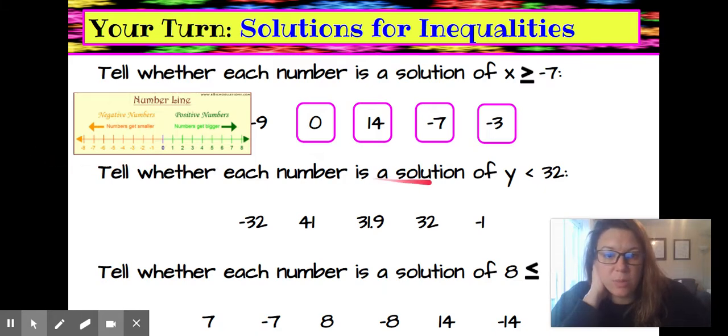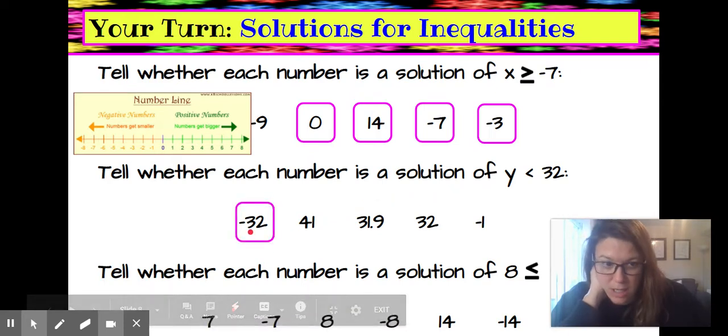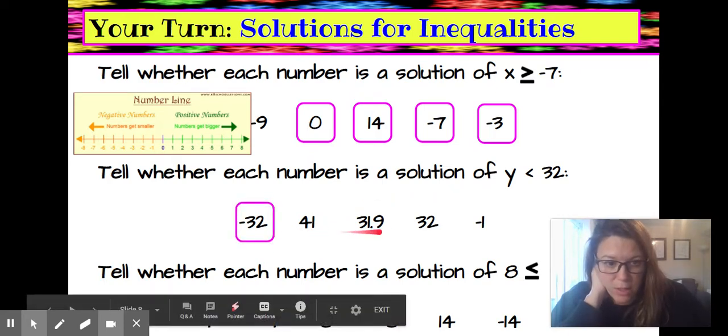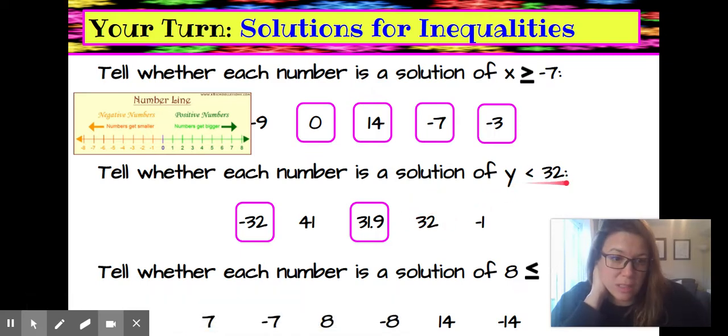All right, tell whether each number is a solution of y is less than 32. So I need all the numbers smaller than 32. Well, that negative is definitely. Nope on the 41. Yes, 31.9 is smaller. No, 32 is not smaller, right? It needs to be smaller. So 32 is not a solution. It's not the answer to this inequality. And -1, yes.